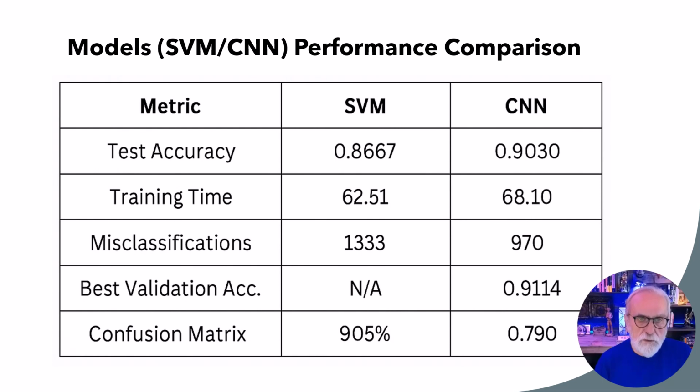The SVM incorrectly classified 1,333 samples, while the CNN had only 970 misclassifications. This reduction in error further demonstrates the CNN's strength. Lastly, note that while the SVM doesn't use validation to set optimization in its training directly, the CNN achieved the best validation accuracy of 91.1%, indicating good generalization to unseen data. Overall, the SVM is faster and simpler. The CNN clearly offers superior performance, especially for tasks involving image data.